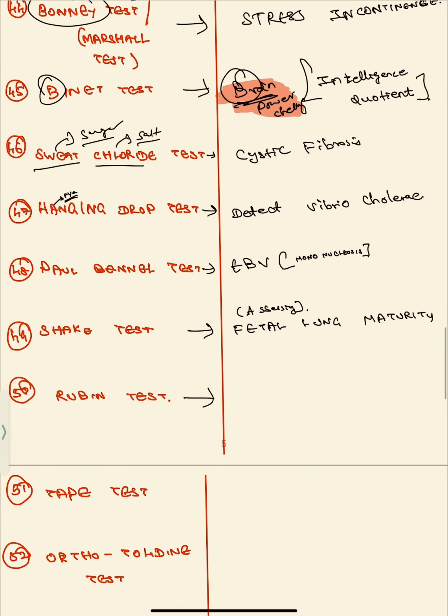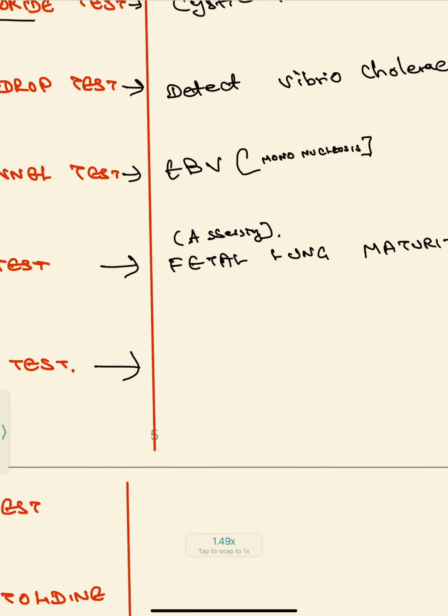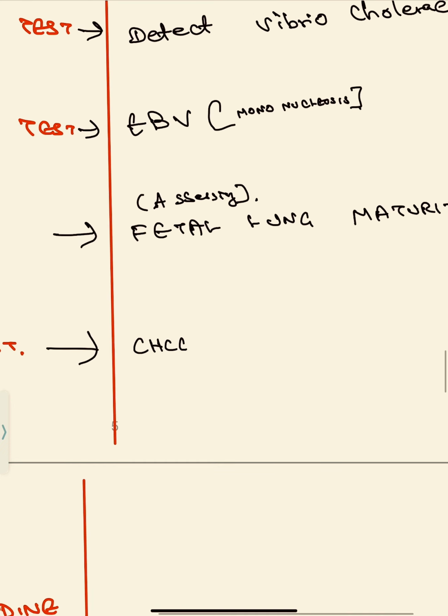Rubin test, fallopian tube patency. Rubin's test is for checking the patency of the fallopian tubes.